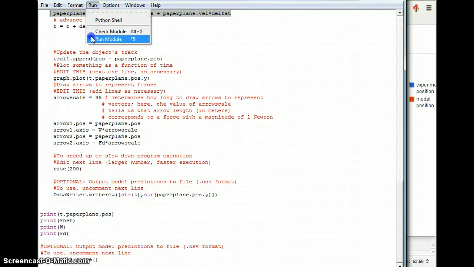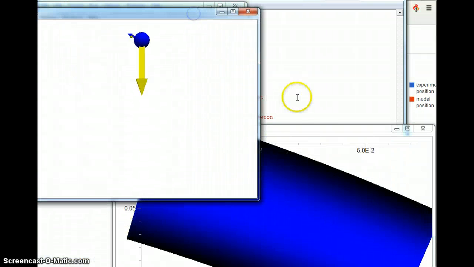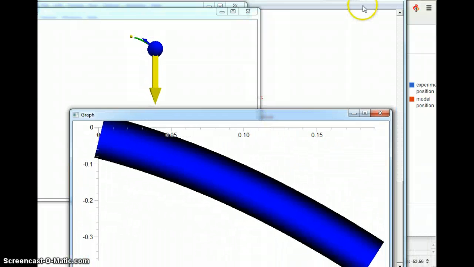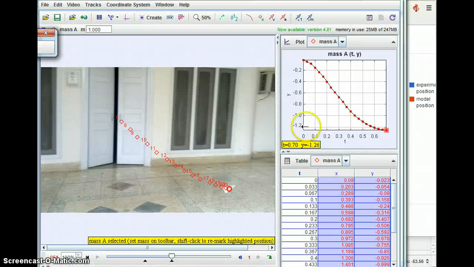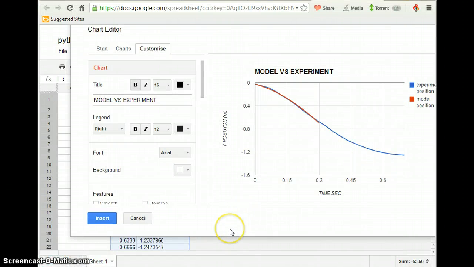When we run the model, we will see that the object moves in exactly the same manner as shown here. By using the Google spreadsheet, I construct a graph of model versus experiment. The blue curve shows the experimental position, and the red line shows the model position. Here we can see that they are exactly on the same line.